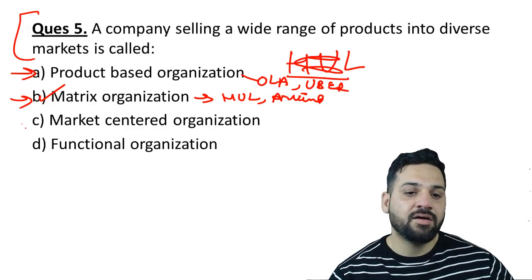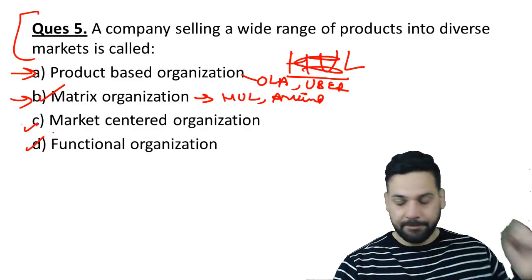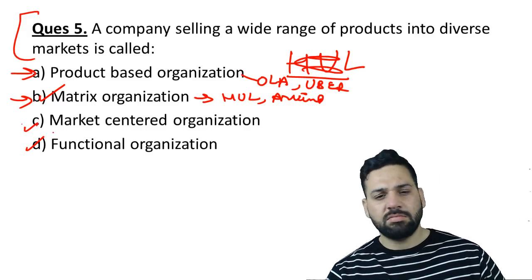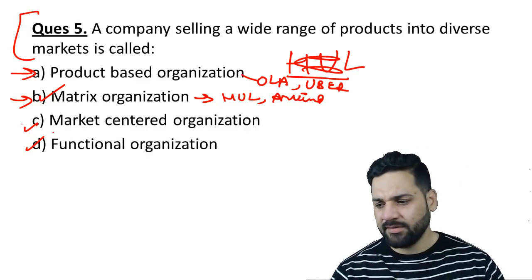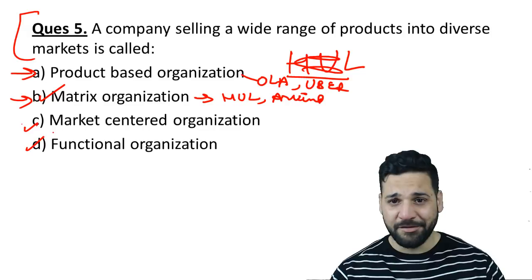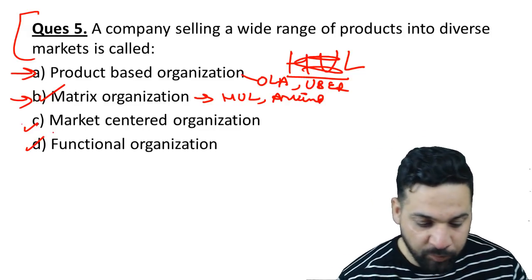Then market-centered organization and functional organization. Market-centered organization, you can say a lot of examples. I would say Patanjali. It is a market-centered organization. They are not producing anything. So let's move forward.